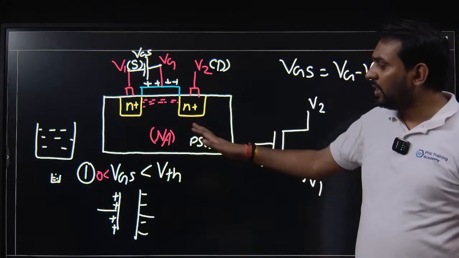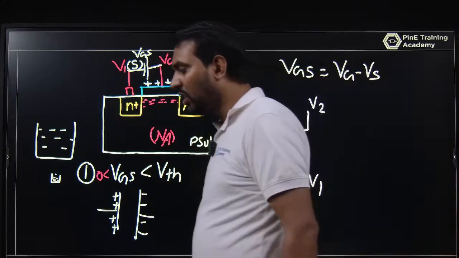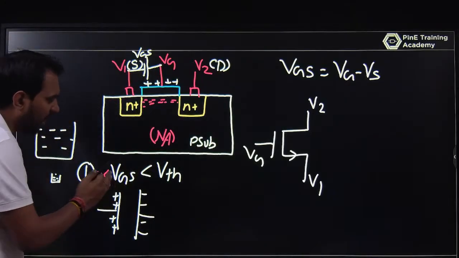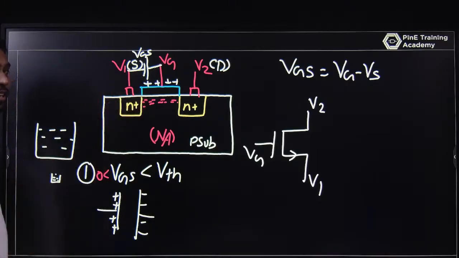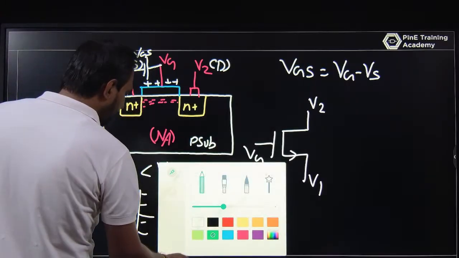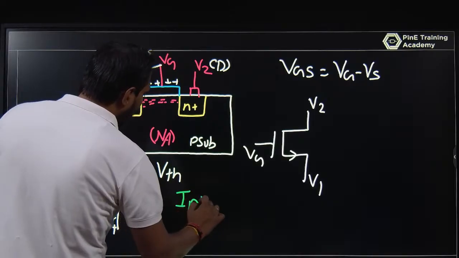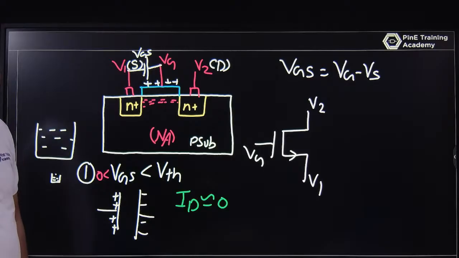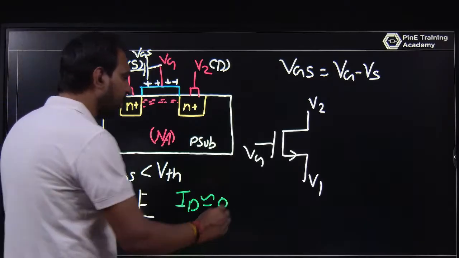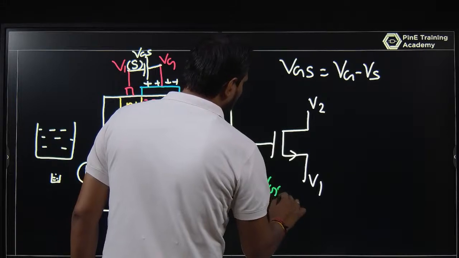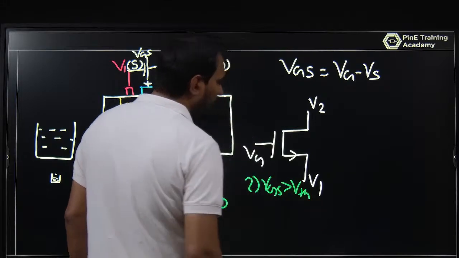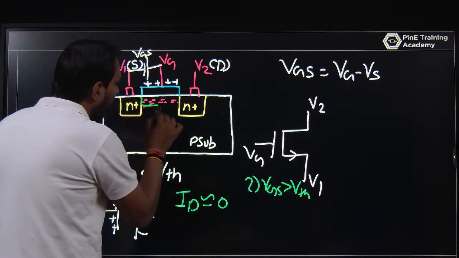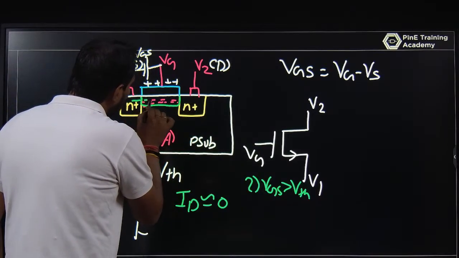Okay, so this is VGS greater than 0 and less than VTH. Whenever VGS is greater than 0 and less than VTH, the channel will not form. The ID is 0, or in terms of picoampere. Okay, once VGS is greater than or equal to VTH, the channel will form. This channel is formed here.